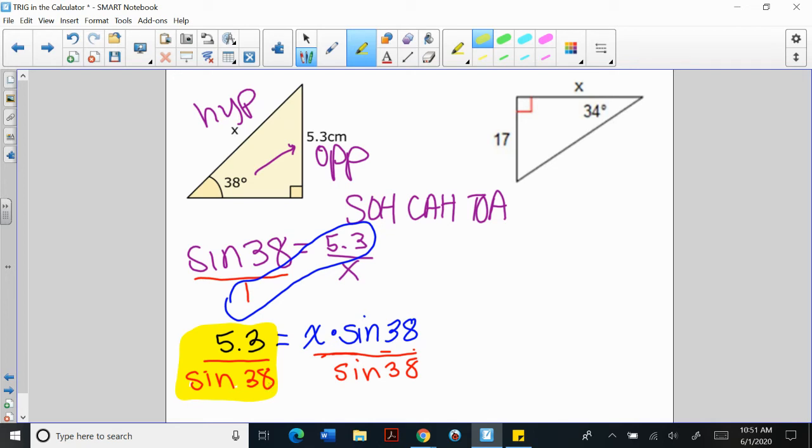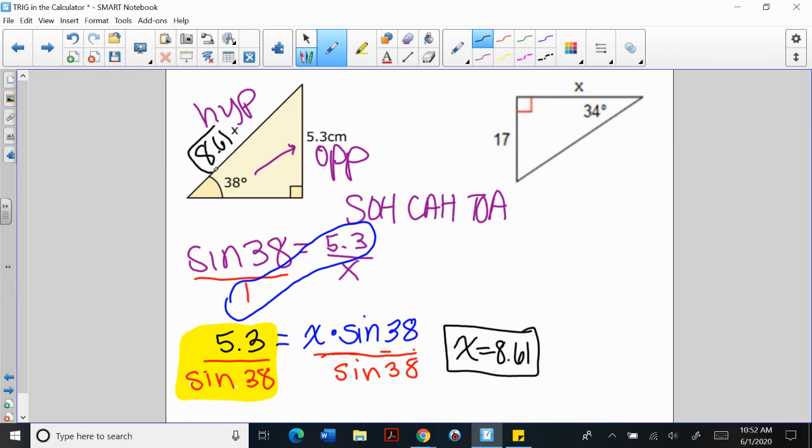If you're still in degree mode, go ahead and try it out and tell me what you get for x. All right, so I typed it in and I got x is equal to 8.61. That is rounded off, and that means that the hypotenuse of this triangle is 8.61. Remember, the hypotenuse is always the longest side of the right triangle, so it makes sense that 8.61 is a bigger number than the 5.3.